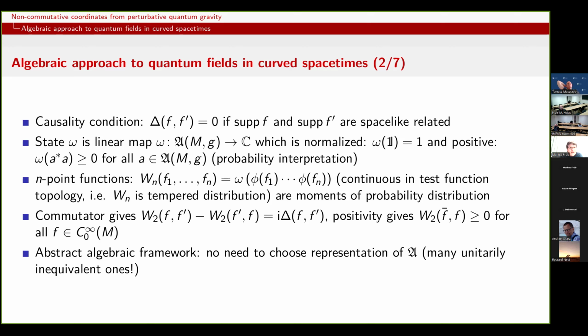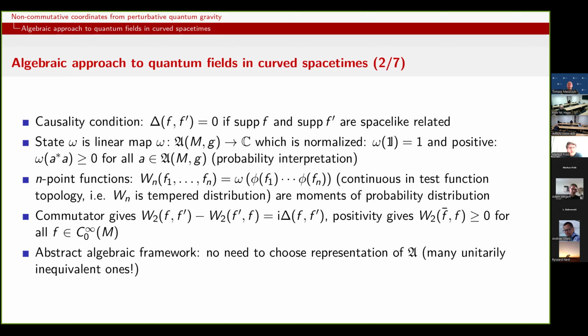These depend on n test functions, f1 to fn, and are just the expectation values of phi of f1 to phi of fn. One can show, for a reasonable state, or another condition that one needs to put on the state, is that these things are continuous in the test function topology. That means that these Wn, the n-point functions, are tempered distributions. And one can show, again under reasonable conditions on the state, that these are actually moments of a probability distribution. This gives you the probabilistic interpretation of the quantum theory.